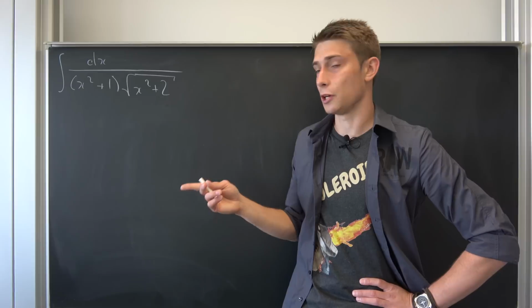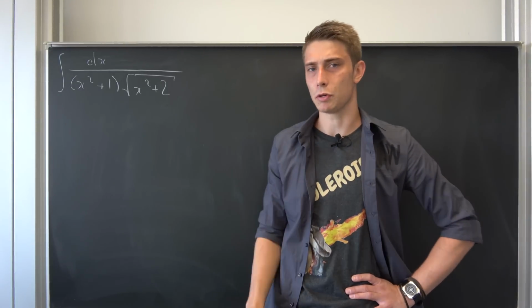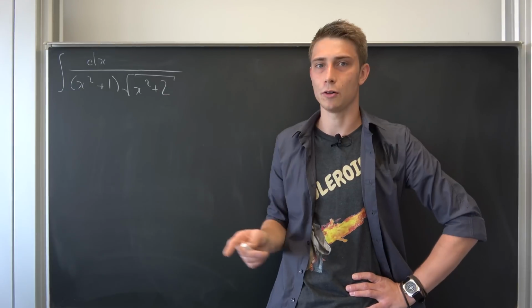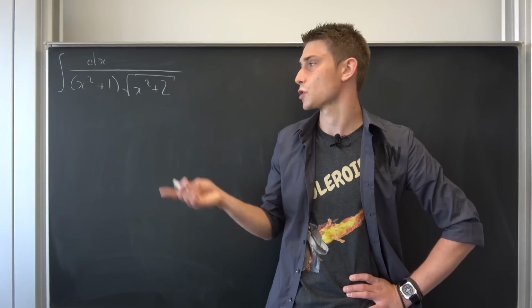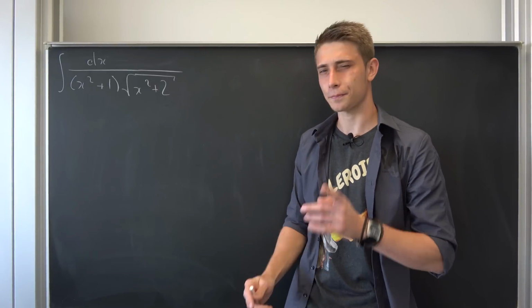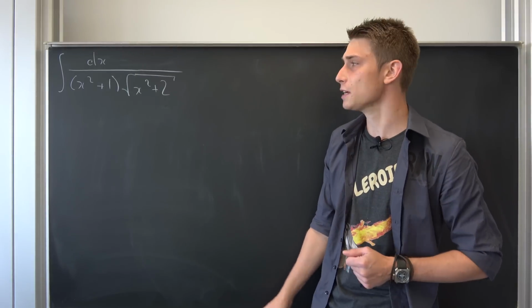So we have to play around a little bit with this. How can we do that? Well, why not introduce a substitution where we could in fact factor out this 2 right here? Because 2 is positive, so we could break up this square root in the end. Okay, follow my thought process here.